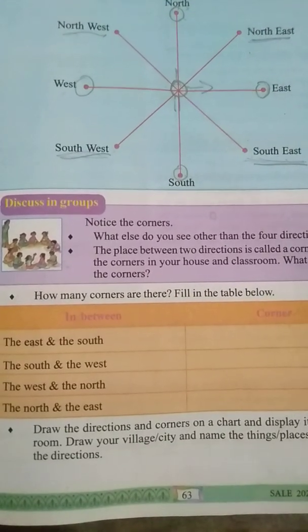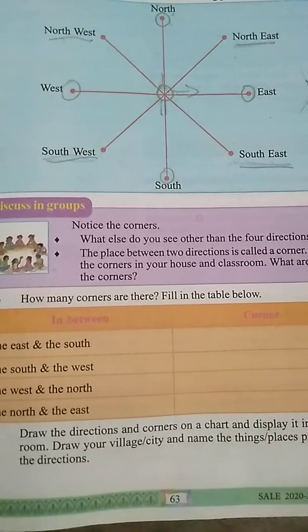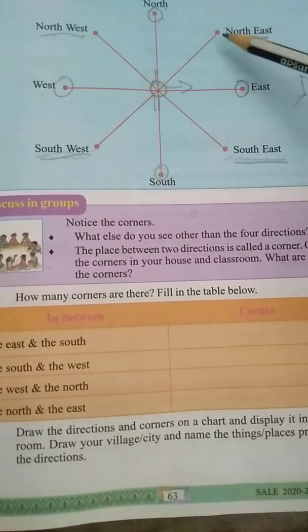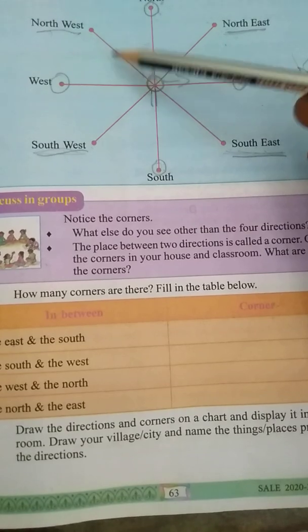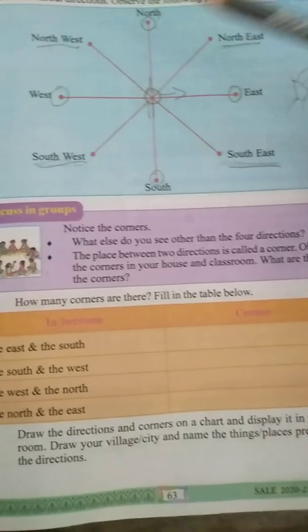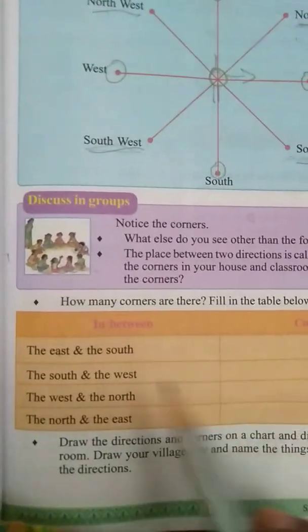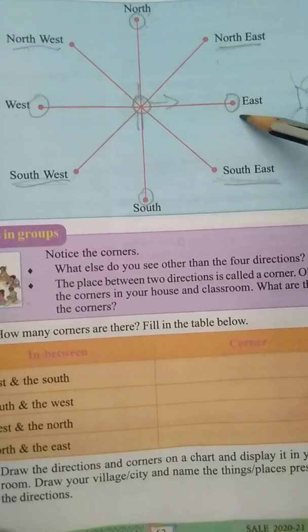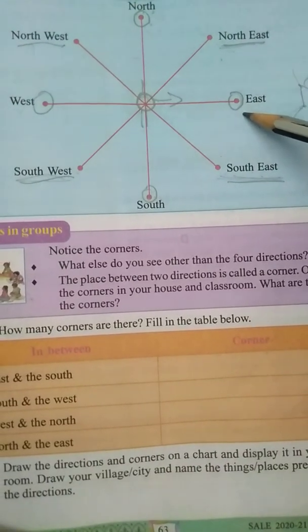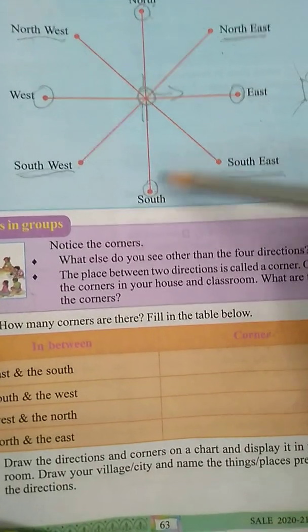Fill in the table. They asked us how many corners are here. Let's count. 1, 2, 3, 4. These are the 4 corners. Now let's start writing. The east and the south. Where is the east? Yes, it is here, east, and the south. Here it is, south.